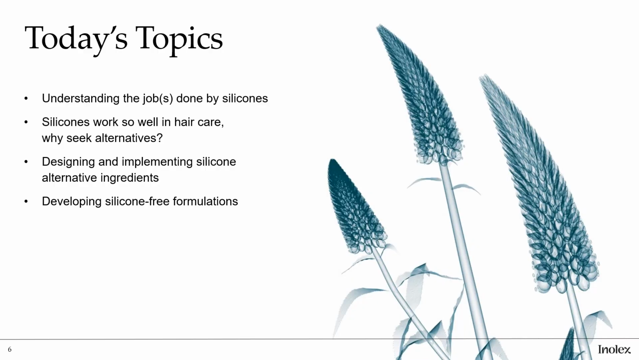So here's a quick overview of what we'll be talking about today. Before we get into talking about silicone alternatives themselves, we need to spend a little bit of time talking about silicones and the underlying chemistry that causes them to function the way that they do. We'll also look at why people are seeking alternatives for silicones, given that they work so well, and we'll then move on to talking about some of the silicone alternative ingredients, some of the principles behind their design, and how they can be implemented into silicone-free formulations.